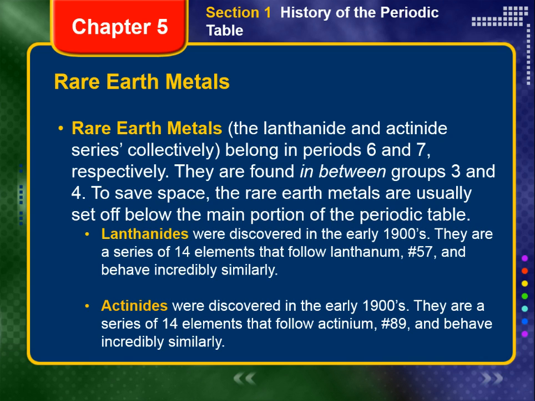The actinides. Another major step in the development of the periodic table was the discovery of the actinides. The actinides are the 14 elements with atomic numbers from 90, thorium, to 103, lawrencium. The lanthanides and actinides belong in periods 6 and 7 respectively of the periodic table, between groups 3 and 4. But to save space, the lanthanides and actinides are usually set off below the main portion of the periodic table.